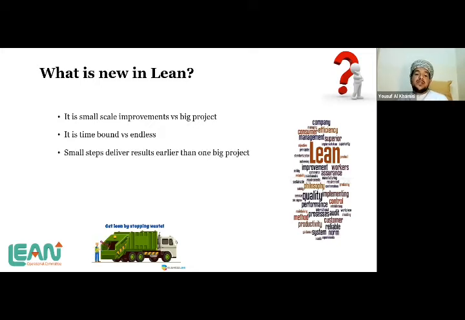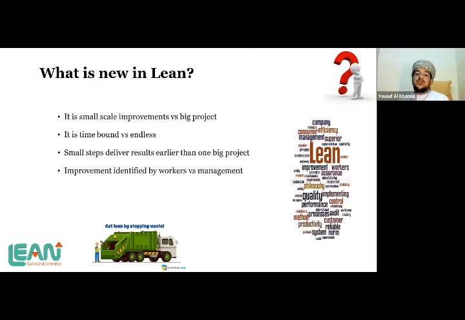Then the third important point that is new in lean is small steps. Deliver results earlier than one big project, because these people will lose their momentum if they are asked to conduct a project for 2 or 3 years. They will not see results. Then they will be frustrated that there are no quick wins. They cannot see the fruits of their project. Lean is about delivering results rather than conducting one big project.